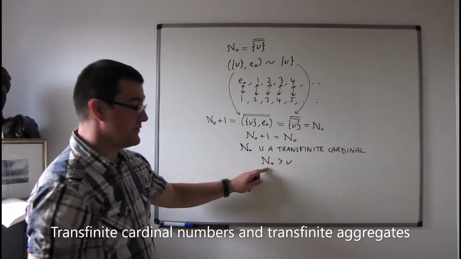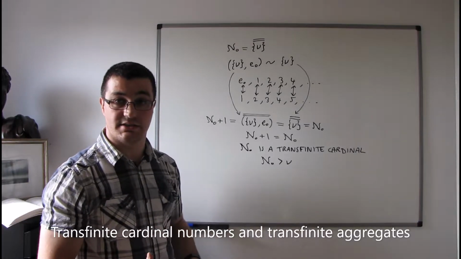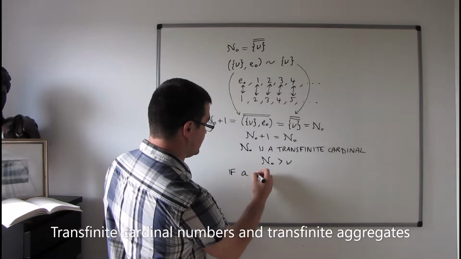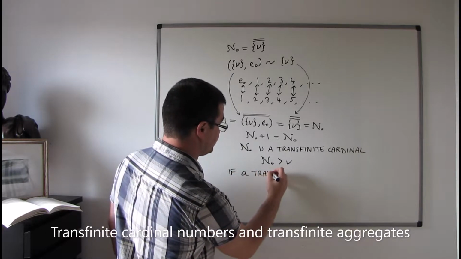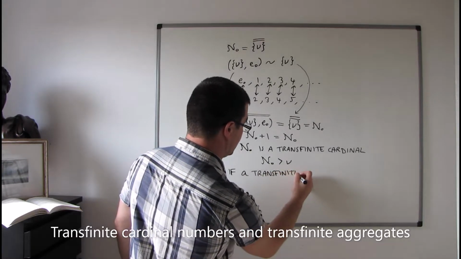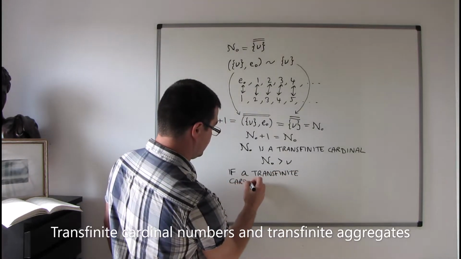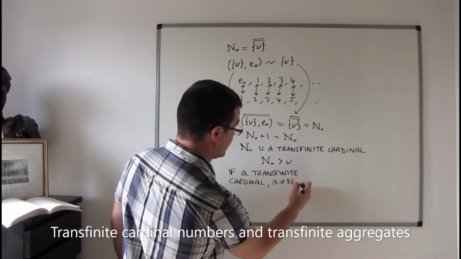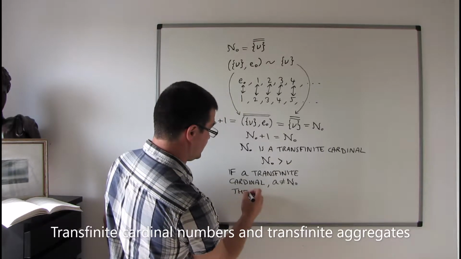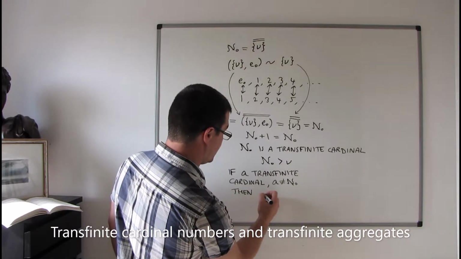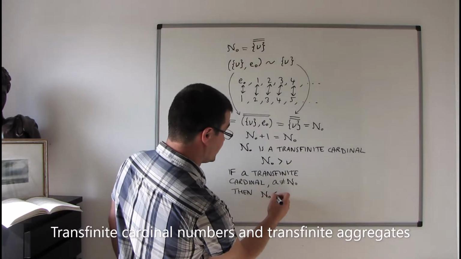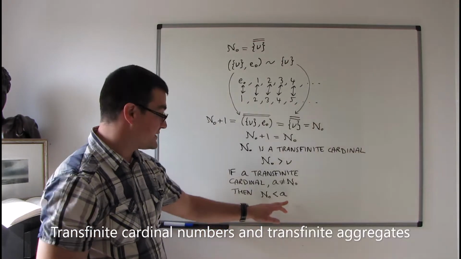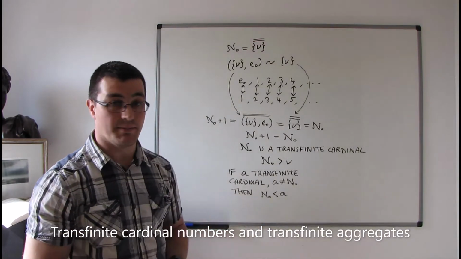And not only that, Aleph naught is going to be the smallest transfinite cardinal. So in other words, if A is a transfinite cardinal and A is not equal to Aleph naught, then we get that Aleph naught must be less than A. And this is the next theorem that I'm going to prove from this section, theorem A.